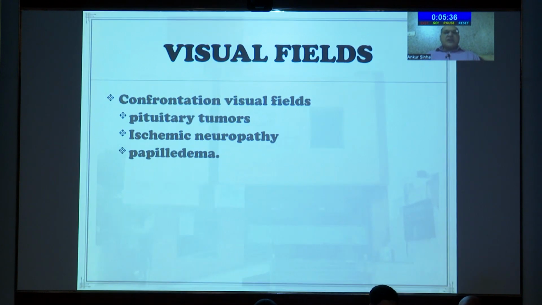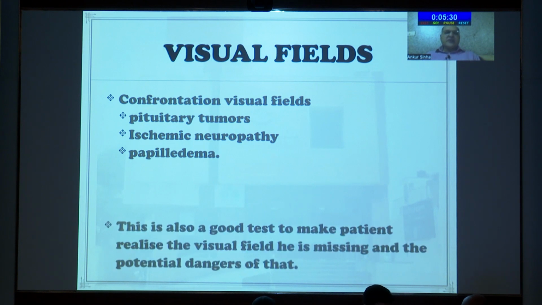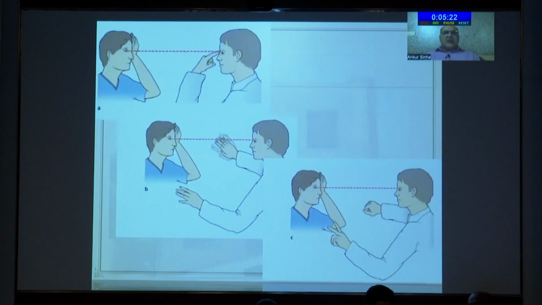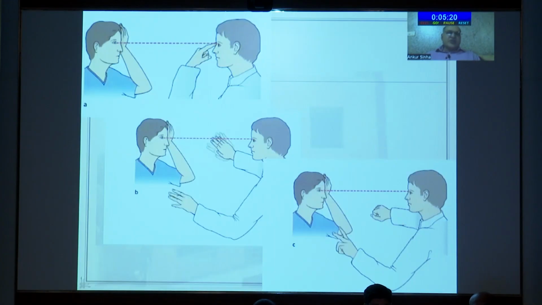Now, confrontation visual fields can be done at the bedside and they are helpful in detecting pituitary tumors, ischemic neuropathies, and papilledemas. This is also a good test to make the patient realize what he is missing and what are the potential dangers of the neuro-ophthalmic disorders we are thinking of. Now, this is a photograph which is showing you how the confrontation visual field is to be done.